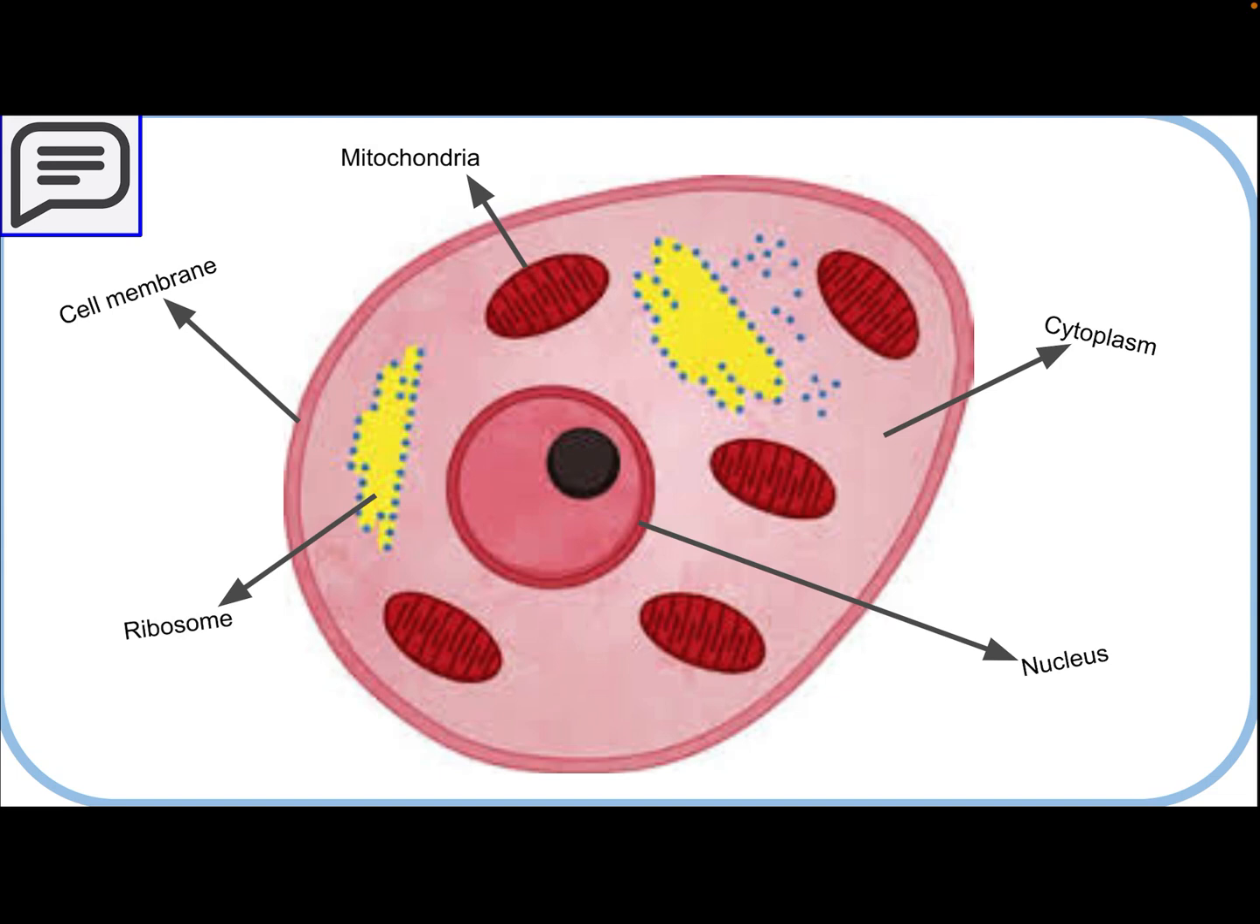Cytoplasm is a jelly-like substance where most of the chemical reactions happen. It contains enzymes that control these chemical reactions. The cell membrane holds the cell together and controls what goes in and out. Mitochondria are where most of the reactions for aerobic respiration take place. Respiration transfers energy that the cells need to work. And ribosomes are where proteins are made in the cell.